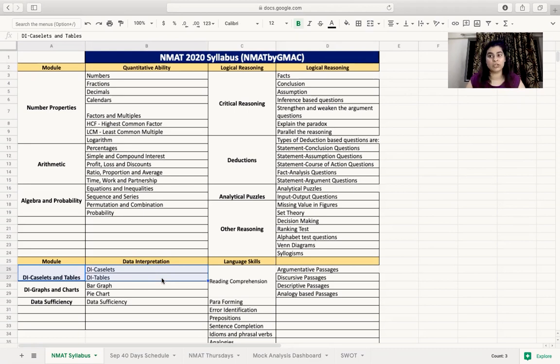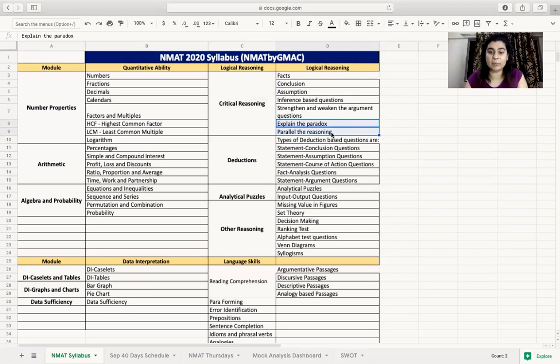Then comes our logical reasoning section. Here we have critical reasoning with a lot of questions based on it. Critical reasoning and deductions are also called verbal reasoning, so all of this is something you would be studying in verbal reasoning: facts, conclusion, assumption, inference. Very unique and interesting are explain the paradox and parallel the reasoning. These are very new types of questions seen in any of these competitive exams.